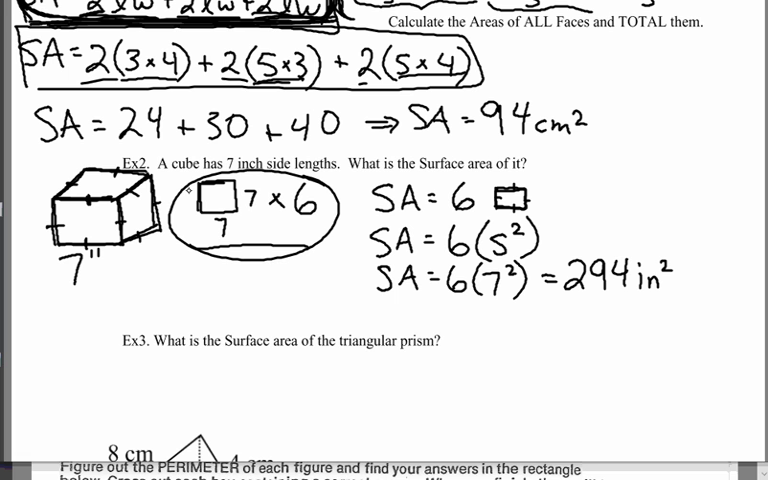Sketch what you have. Make sure you know what you're working with. Substitute into the formula what you have to get your final answer.